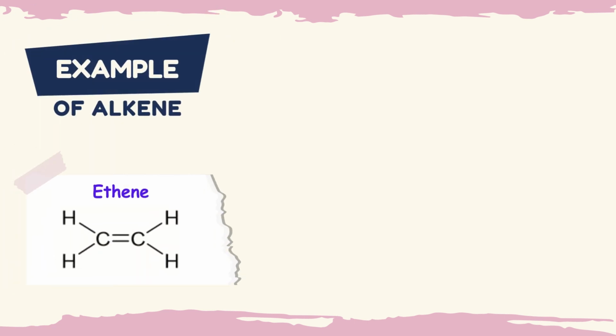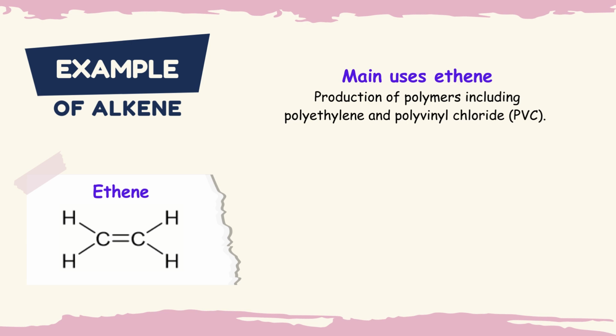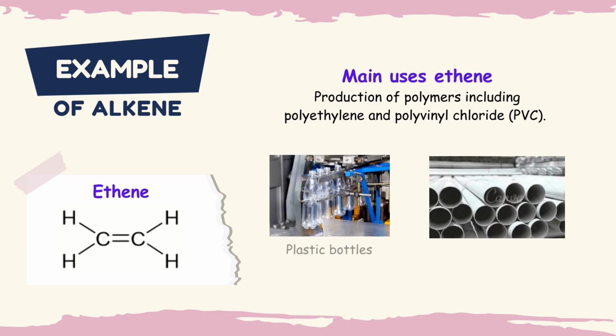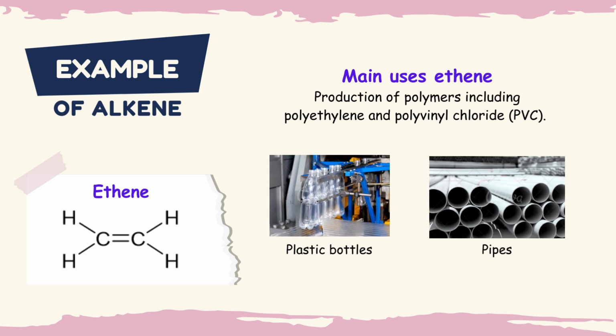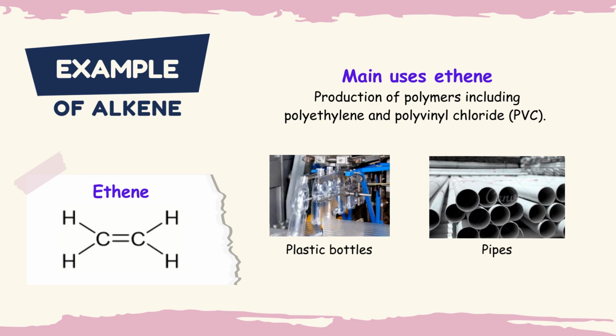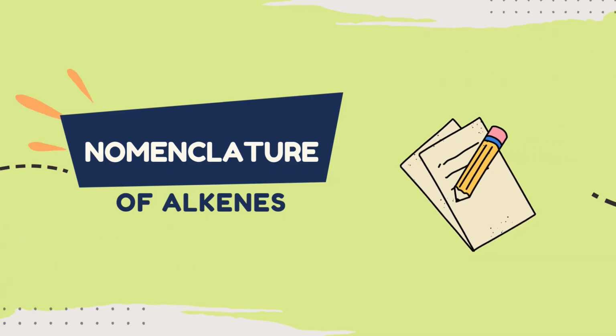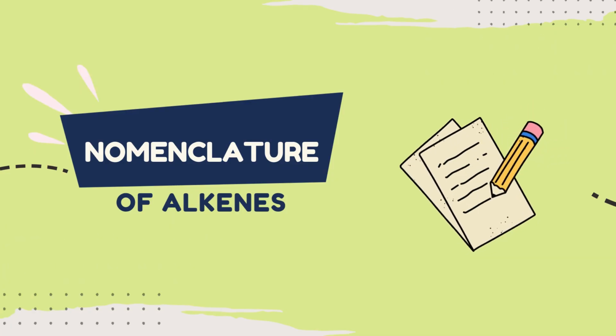Alkenes, such as ethene, are useful in the production of polymers including polyethylene and polyvinyl chloride, PVC. These polymers are commonly used in producing plastic bottles and pipes. Next, let's discuss the nomenclature of alkenes.